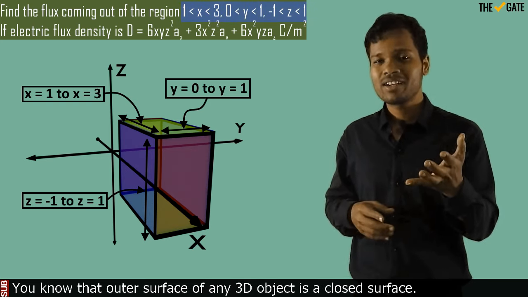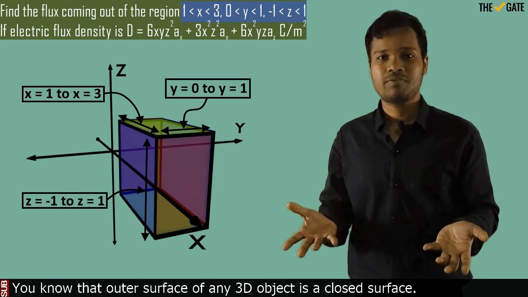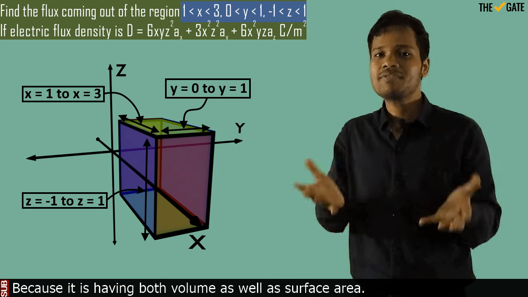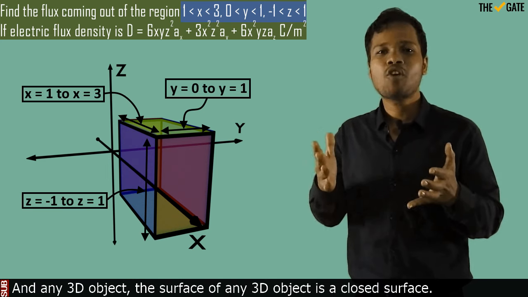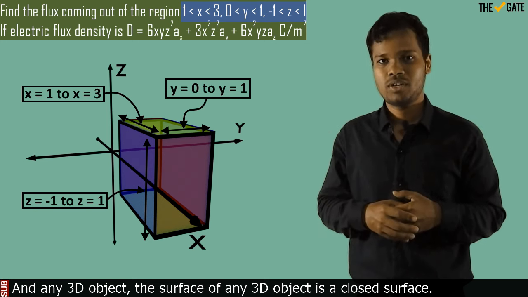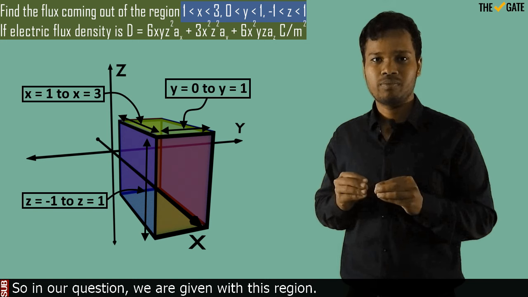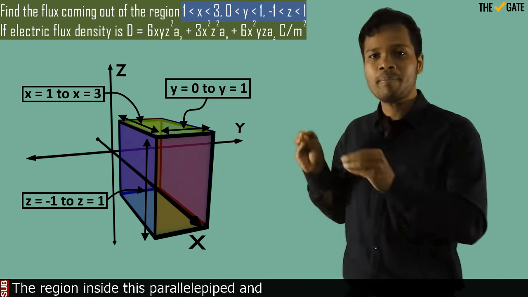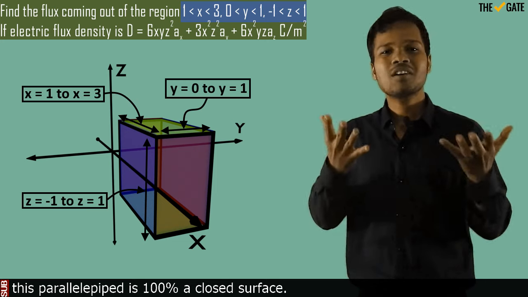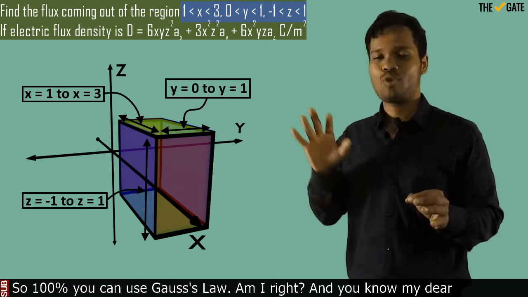You know that the outer surface of any 3D object is a closed surface because it has both volume as well as surface area. And the surface of any 3D object is a closed surface. So in our question, we are given this region, the region inside this parallelepiped, and this parallelepiped is 100% a closed surface. So 100% you can use Gauss law.